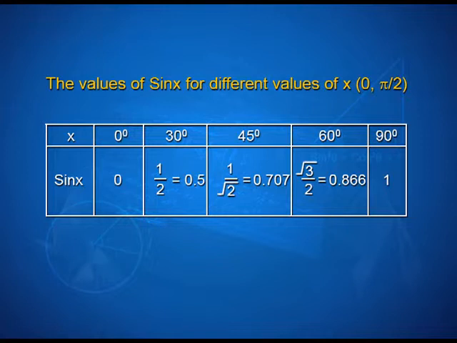The values of sin x for different values of x in the interval 0 to pi by 2 are as follows. Sin 0 degrees is 0, sin 30 is 1 upon 2, that is 0.5, sin 45 is 1 upon root 2, which can be simplified as 0.707, sin 60 is root 3 upon 2, which on simplification gives us 0.866, and sin 90 is 1.